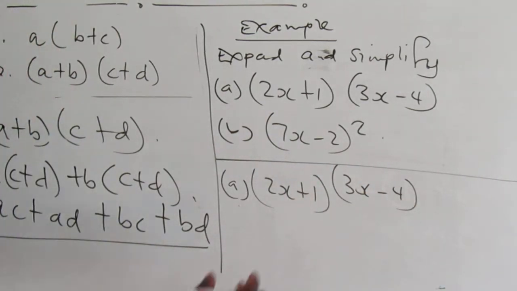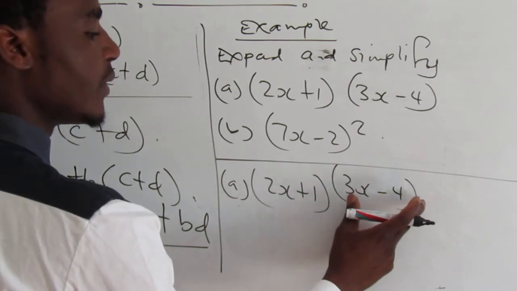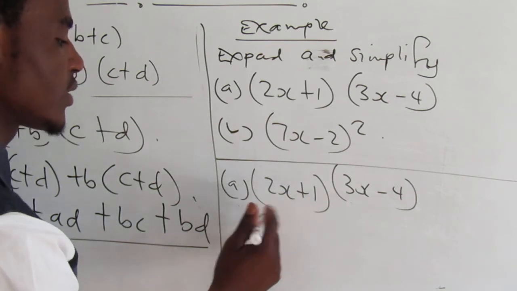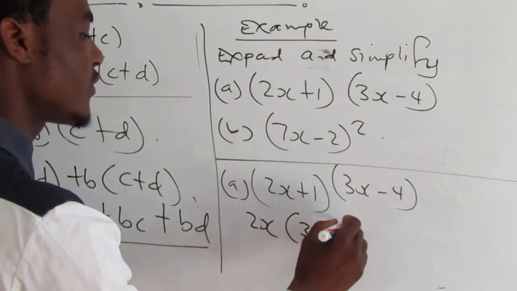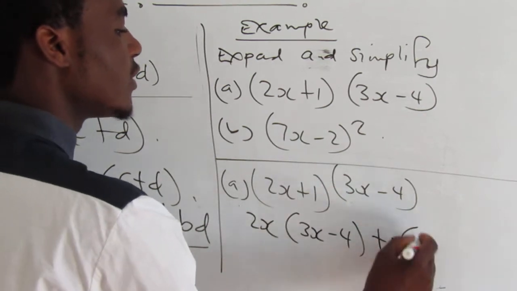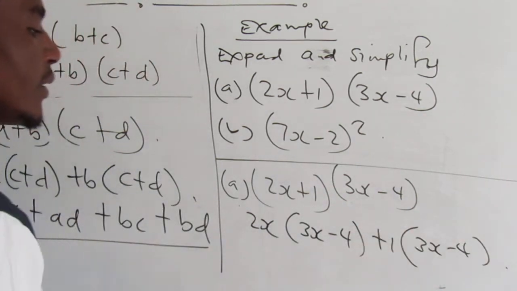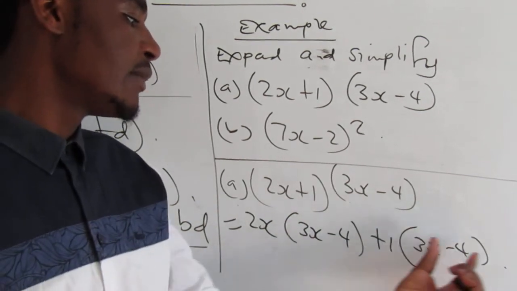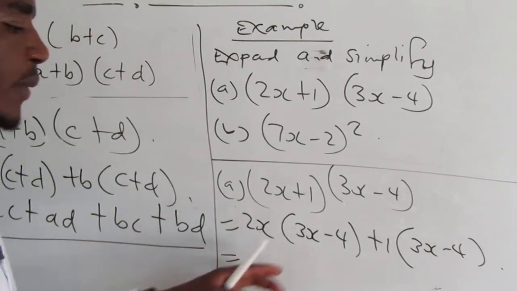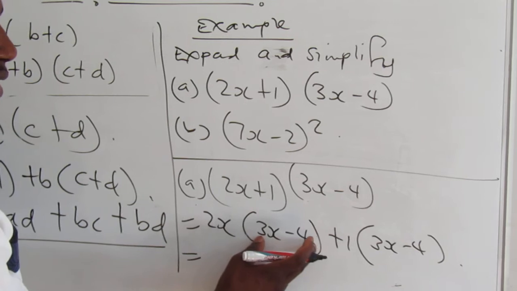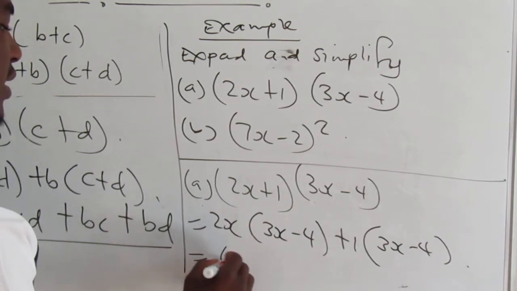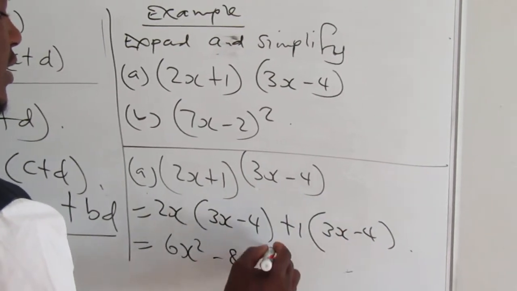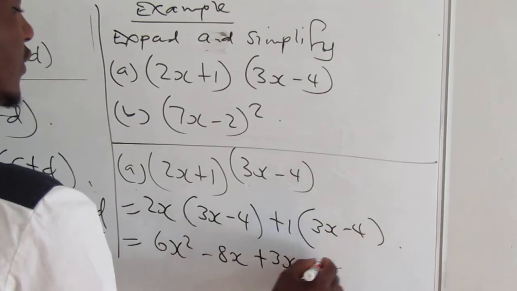So when an expression multiplies another expression, multiply the second expression by each and every term in the first bracket. So let 2x multiply (3x minus 4), and again let plus 1 multiply (3x minus 4). From this, we have a situation whereby a term multiplies an expression, and you know that when a term multiplies an expression, multiply all the terms inside the brackets by the term outside the bracket. So this will give us 6x squared, 2x times minus 4, you get minus 8x, plus 1 times 3x, you get plus 3x, plus 1 times minus 4, you get minus 4.